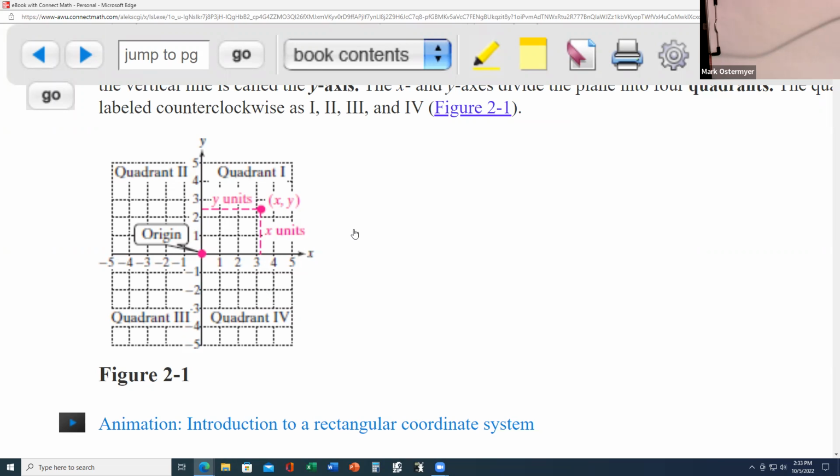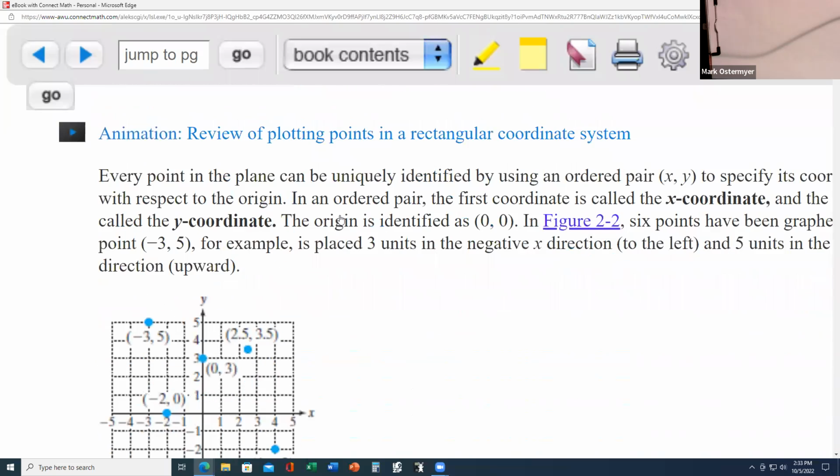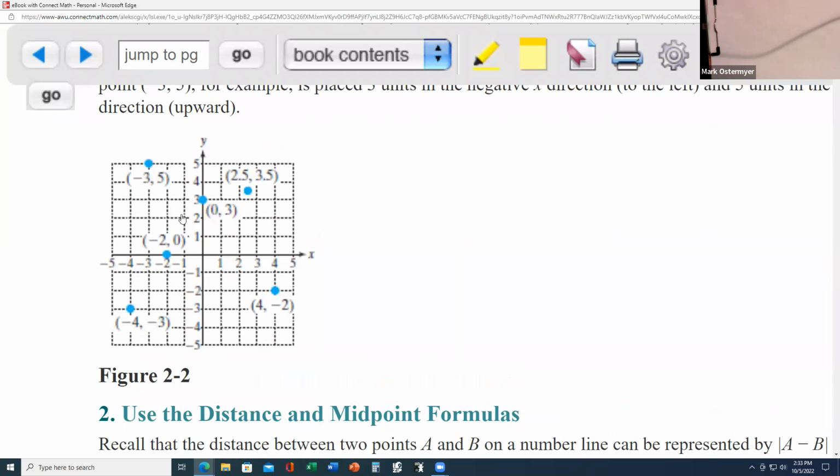The first thing that we normally do with the XY plane is learn how to plot points. Here are some points that are plotted in the XY plane. To plot points, we always start at the origin and we move accordingly. To plot the point (0, 3), we would start at the origin and not move right or left because my x-coordinate is 0. We just move up 3 along the y-axis: 1, 2, 3. And so there would be the point (0, 3) on the y-axis.